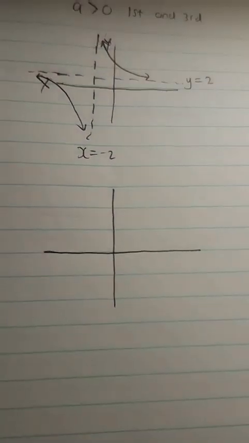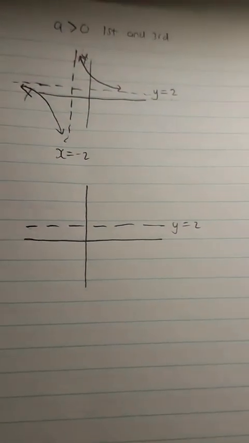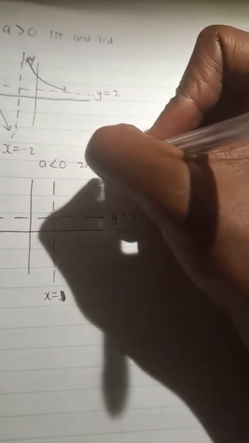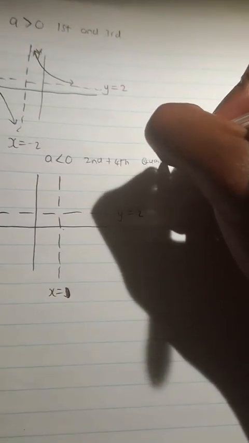I just want to do the very same scenario here, an example. Let's just say this is our horizontal asymptote again. This is just an example, guys. Then let's just say this is our vertical asymptote, and let's just say it is x is equal to 1. Then let's say that in the situation a is less than 0. That means our function is found in the second and fourth quadrant.